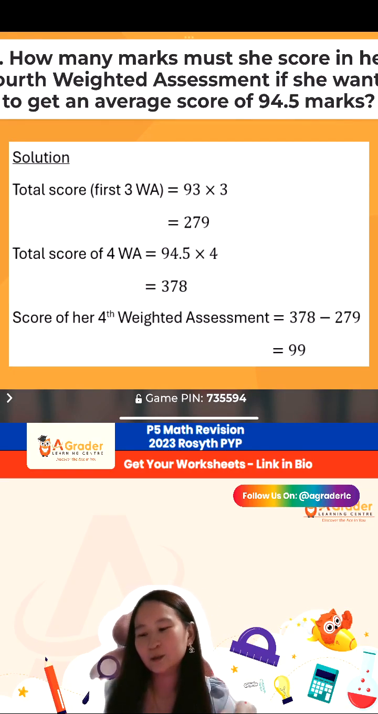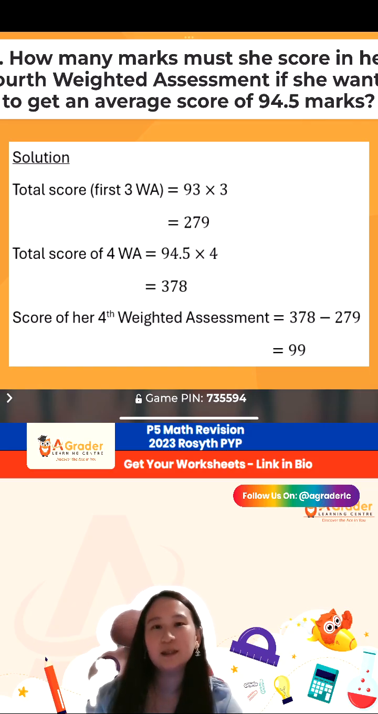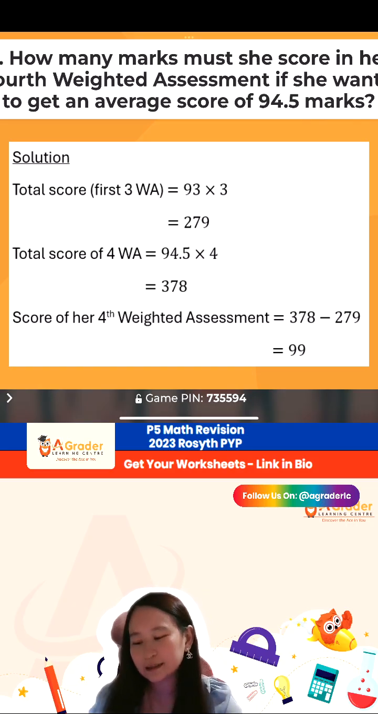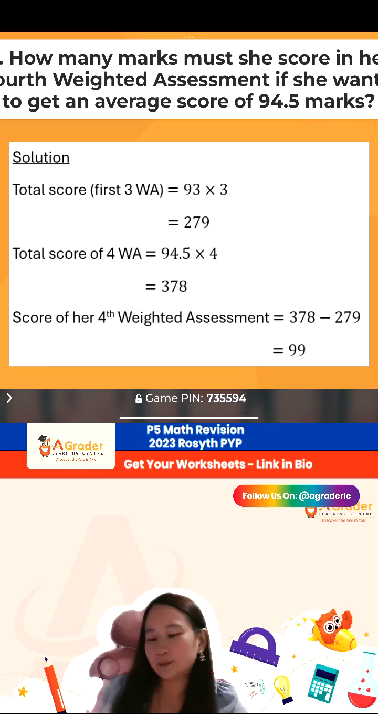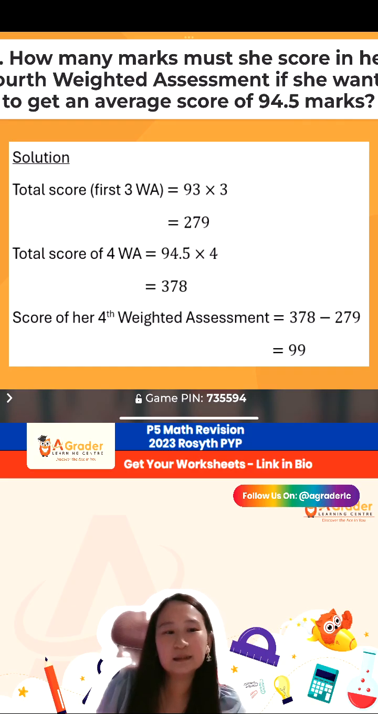Okay. So the total score of her first three weighted assessment will be 93 times 3, so 279. And if she wants to score an average of 94.5 marks, the total score for her four weighted assessment should be 94.5 times 4. Total should be 378. Then you find the difference between the total of the four weighted assessment and the total of the three weighted assessment. Then that will be the score of the fourth weighted assessment if she wants to score 94.5 marks.